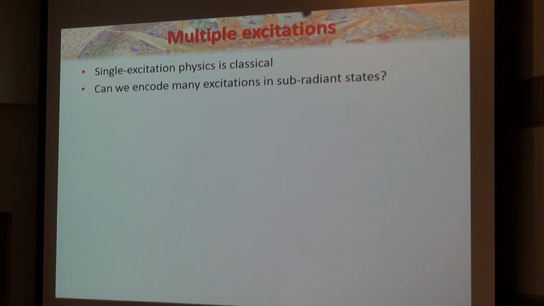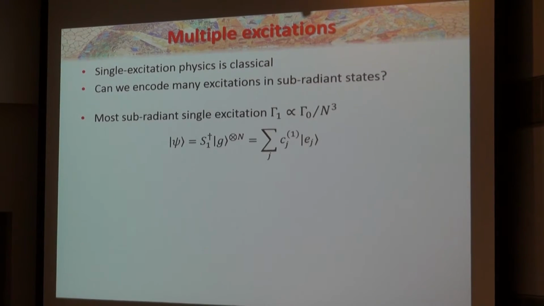So far I was talking about a single excitation shared among these atoms. And at least at the level of calculation here, this single excitation physics is completely classical. So I don't need atoms or spins to see this physics. If I have just point dipoles, I would also see the same types of excitations. But one of the interesting things about atoms is that we would really like to do quantum things in the end. So it would be nice if we could store many excitations in the atoms and still have them be subradiant. So that's an interesting question to ask. Can you encode many excitations in subradiant states?